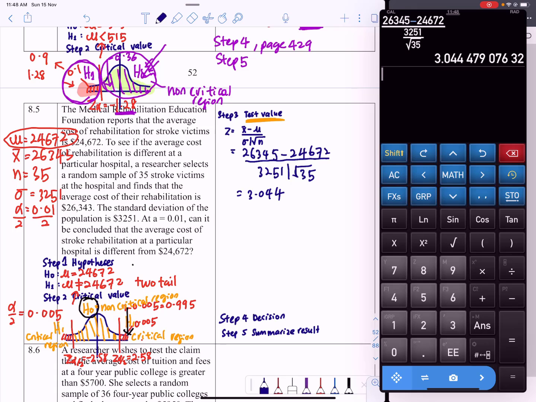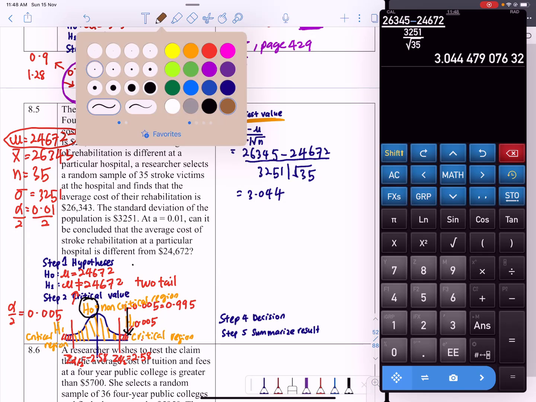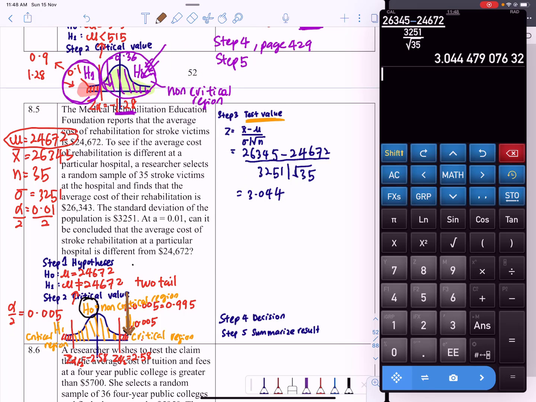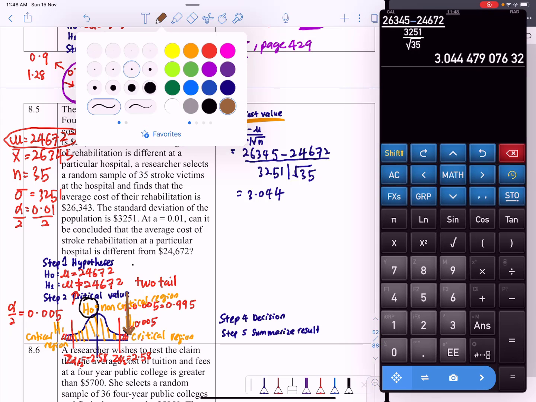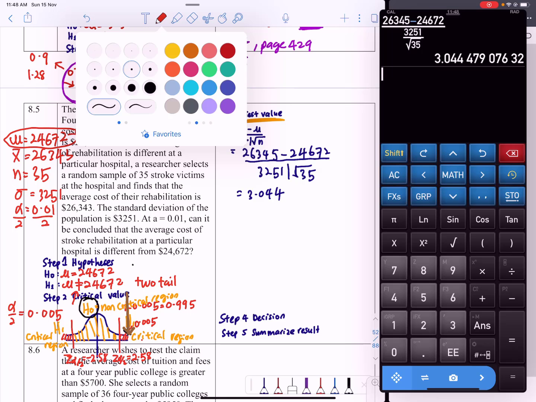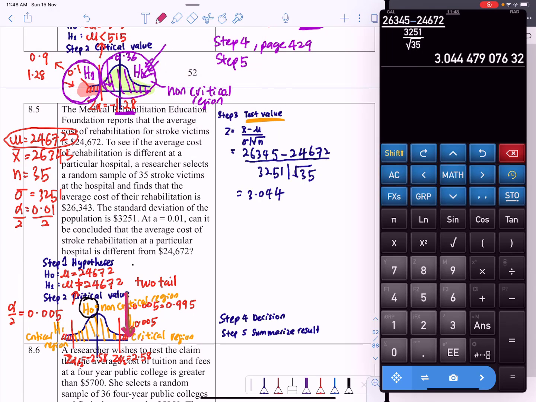3.044. It falls on the critical region. I'll enlarge it a bit. It falls on the critical region, 3.044. When it falls on the critical region, we reject the null hypothesis.